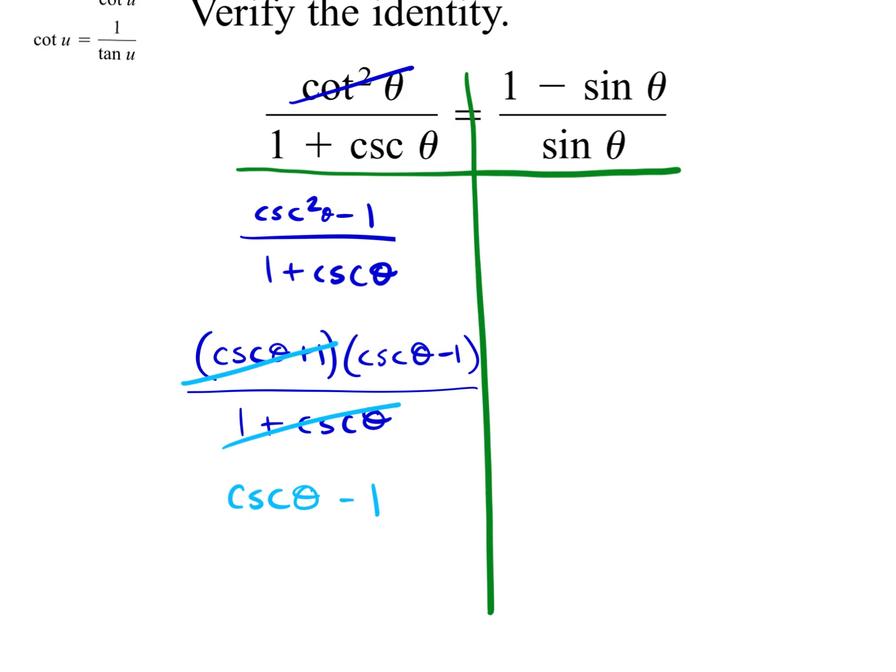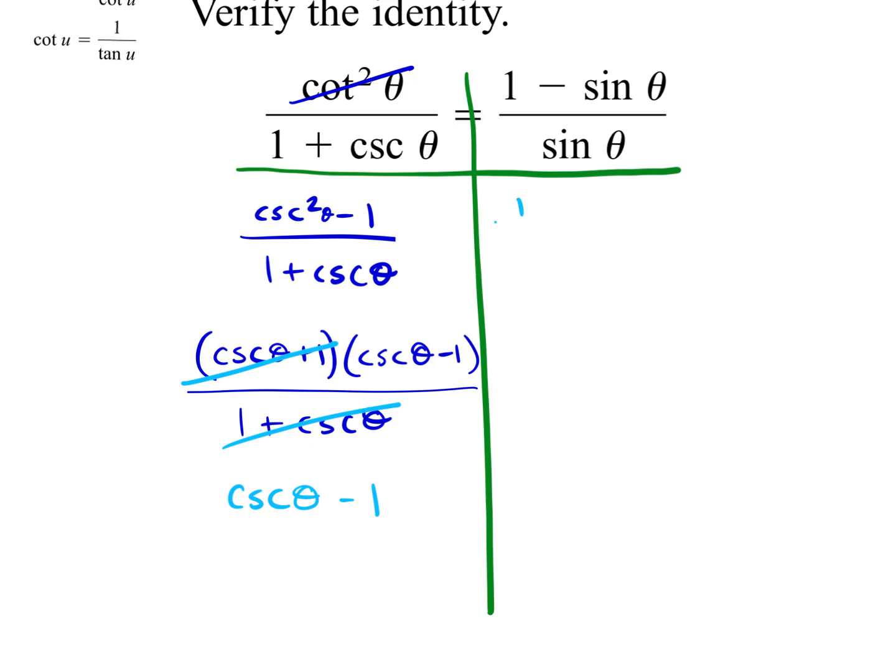Any ideas of what we could do next? Go to the other side. We can go to the other side. Now our left side's more simplified than the right side. So maybe let's pause on the left side and let's look at the right side. What can we do to simplify the right side? Would you have to, like, split it up? We can split it up, yeah.